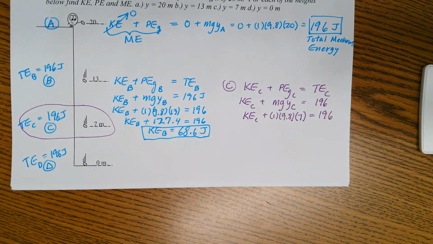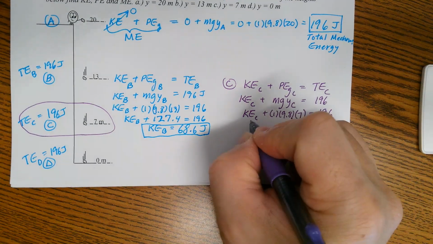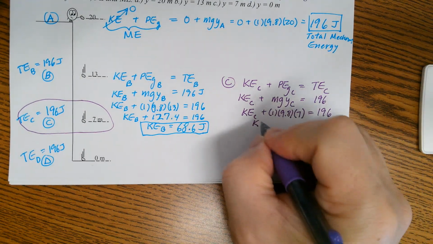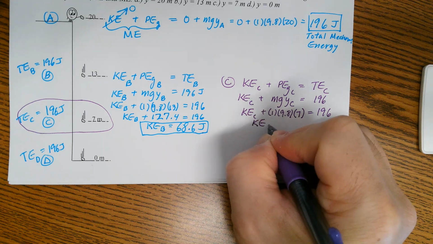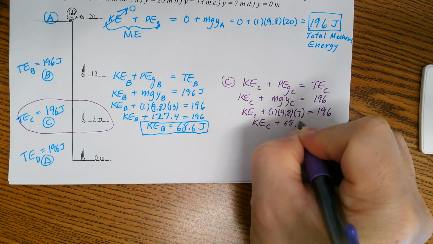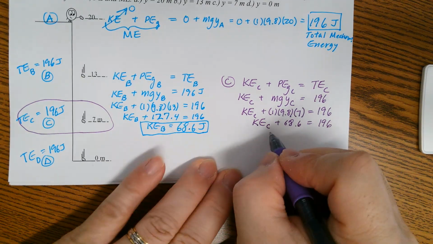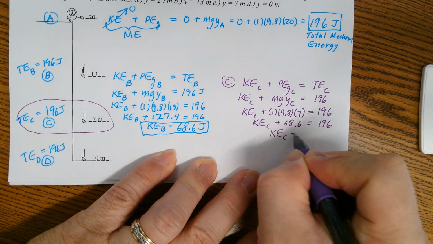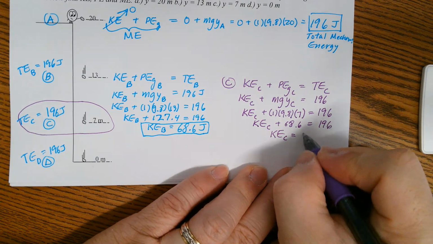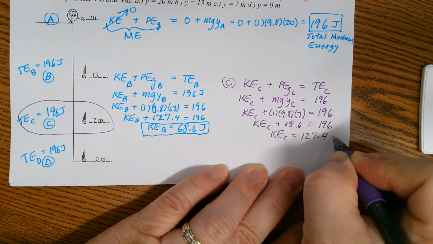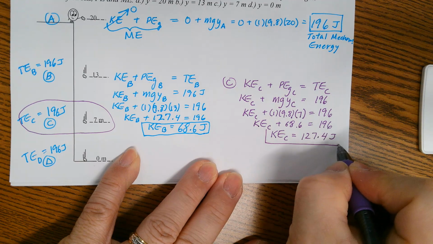So what is 9.8 times 7? I see that as 68.6. So kinetic energy at C plus 68.6 is equal to 196. So kinetic energy at C is equal to 127.4 joules.